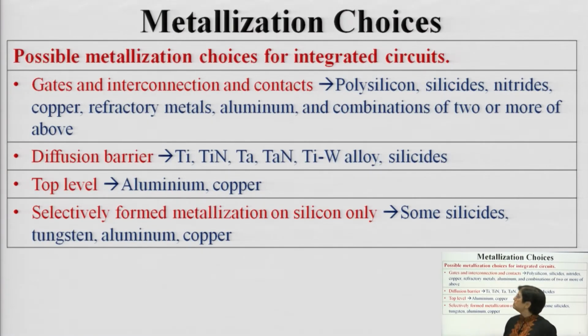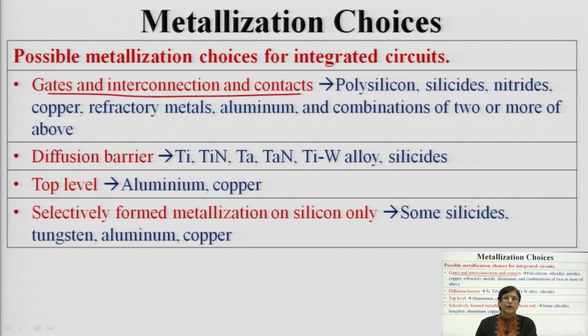Now, what are the possible choices of metallization? We have seen the 3 zones. So, what are the materials which are being used for gate, interconnect and contacts? We generally use polysilicon, silicides, that is metal silicides as we call them. Then you have nitrides, then you have copper or refractory metals, aluminum, and combinations of 2 or more of such materials like copper, aluminum and refractory metals, which we normally use as gate metal as well as contacts.